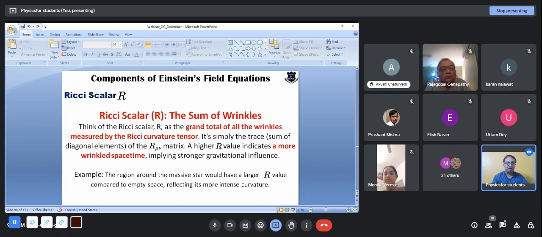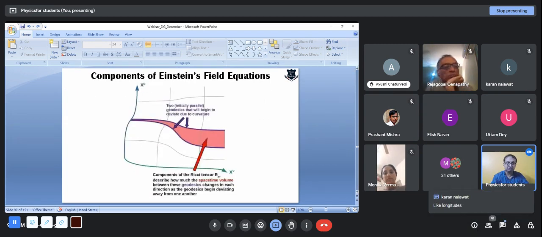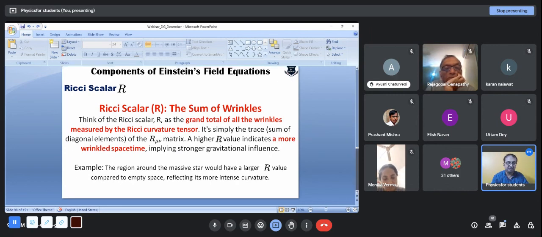This one measures the wrinkles. That means in which direction the wrinkles are happening, like longitudes. And here we sum up all the wrinkles, R, mu, nu, etc. A higher value indicates more wrinkles, and a lesser value indicates fewer wrinkles.